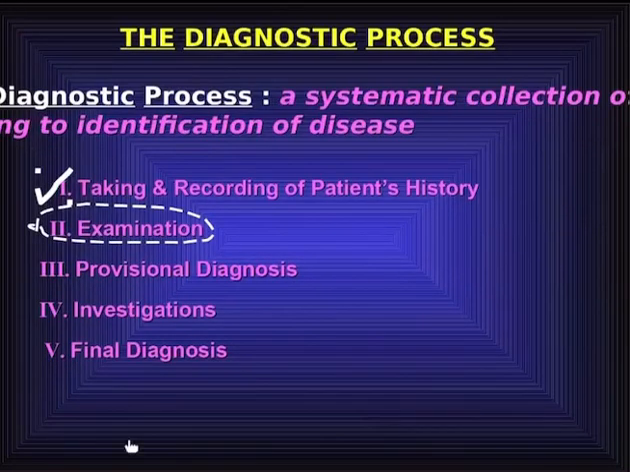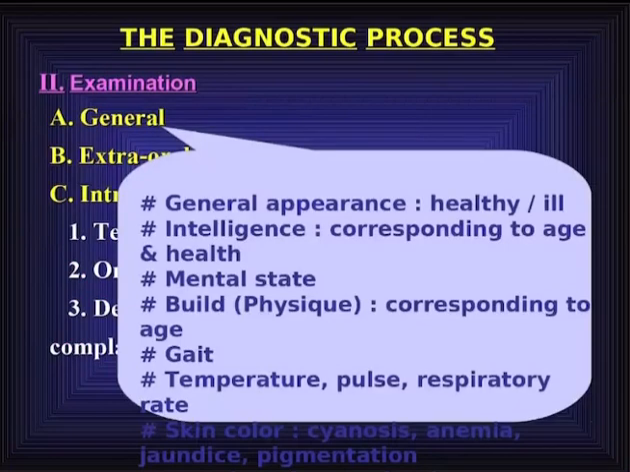Okay, that was the first part, that is the taking and recording of patient history outline. Now I'll go for examination. The second one here, the examination. So examination, basically you have three: one is general examination, the second one is extraoral examination, third one is intraoral examination. In intraoral, you have the hard tissues and soft tissues.